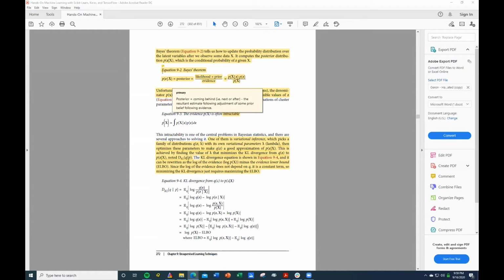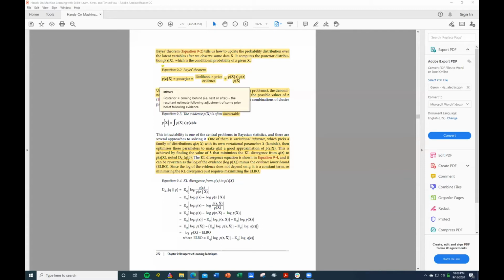And the posterior probability reads the probability of Z, okay, relative to X. And X is our data set, okay? Z is those latent variables, including the labels, all right? P is just a probability. And it's the posterior. Well, posterior, what the heck does that mean? So what you need to think of posterior as is that it's behind, it comes next or after, okay?